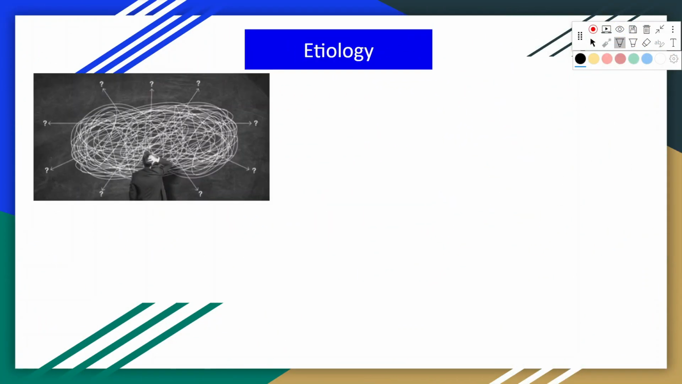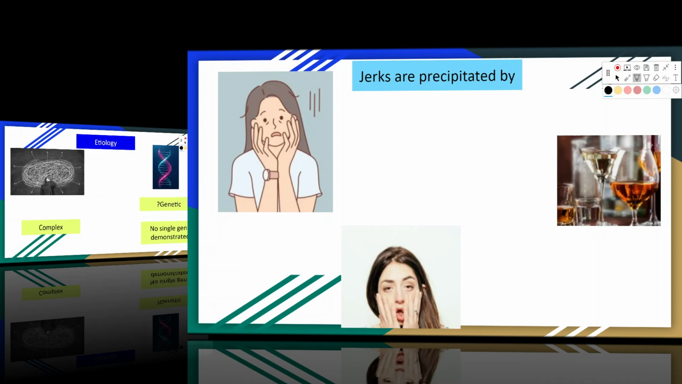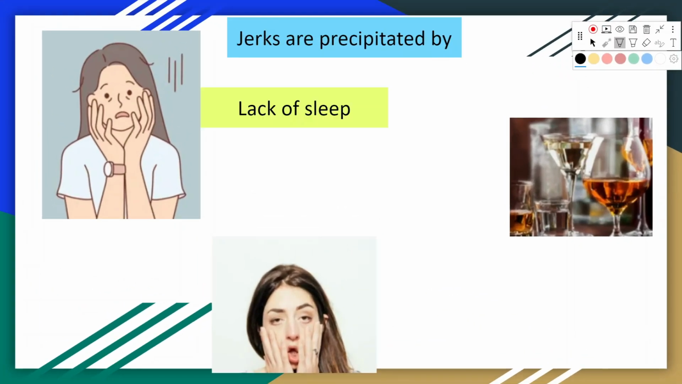The causes of JME are very complex, not completely understood, and thought to have a genetic basis. Although there is not one single gene that has been shown to lead to this diagnosis, there have been a few associated genes though. Some triggers have been identified as lack of sleep, extreme fatigue, stress, and alcohol.